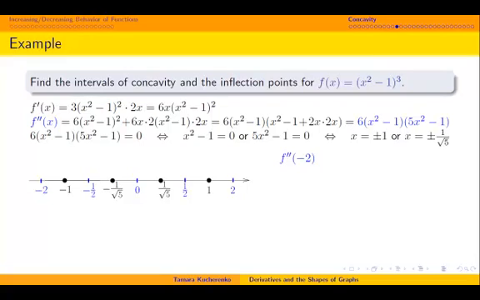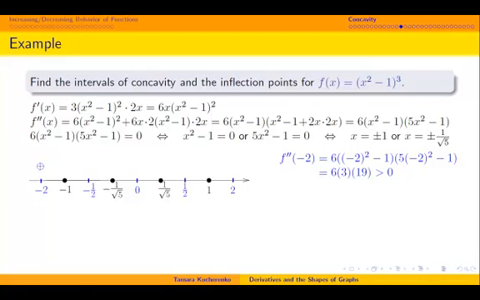f double prime of -2 equals 6 times ((-2) squared minus 1) times (5 times (-2) squared minus 1), which equals 6 times 3 times 19. Since this value is positive, f double prime is positive on the interval from -infinity to -1. We indicate this by writing a plus above the interval.